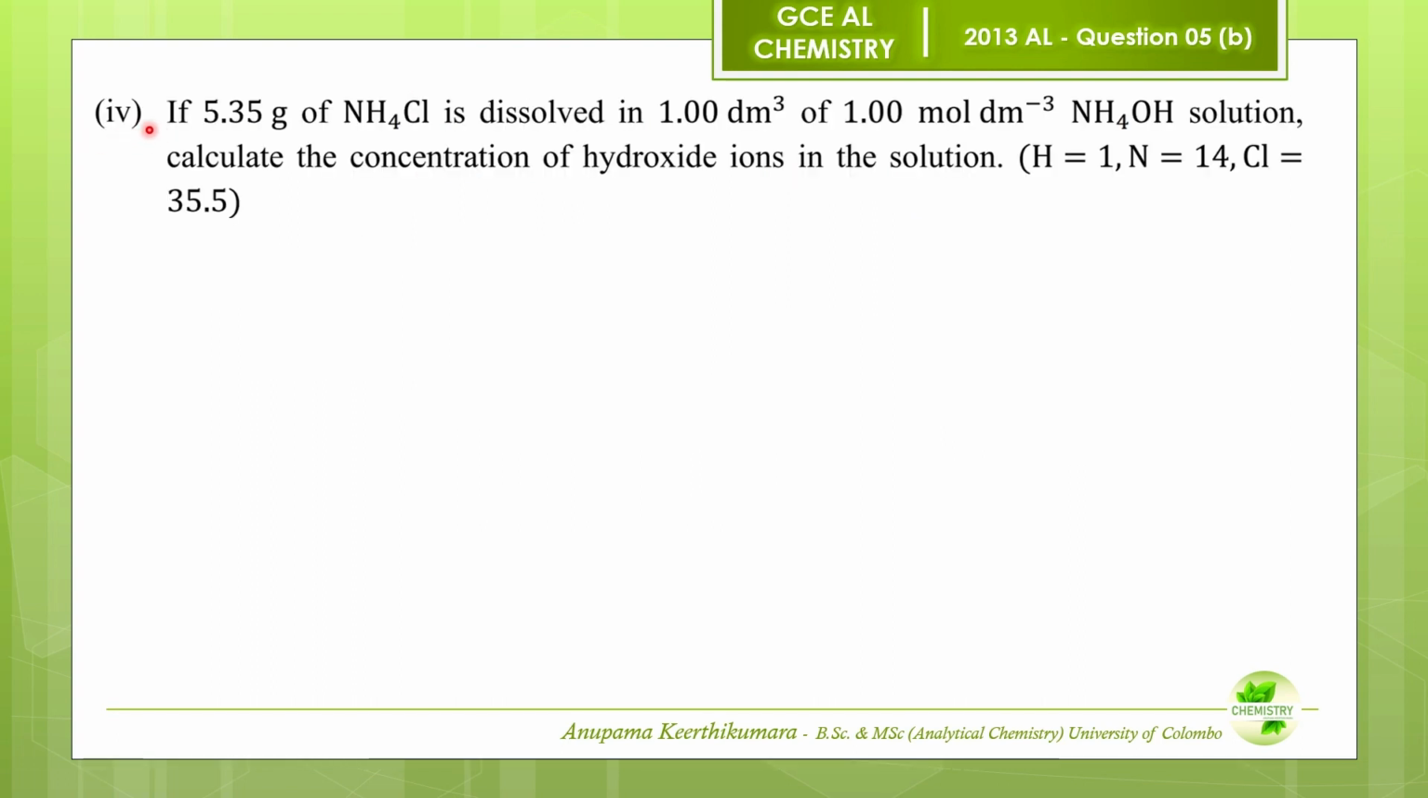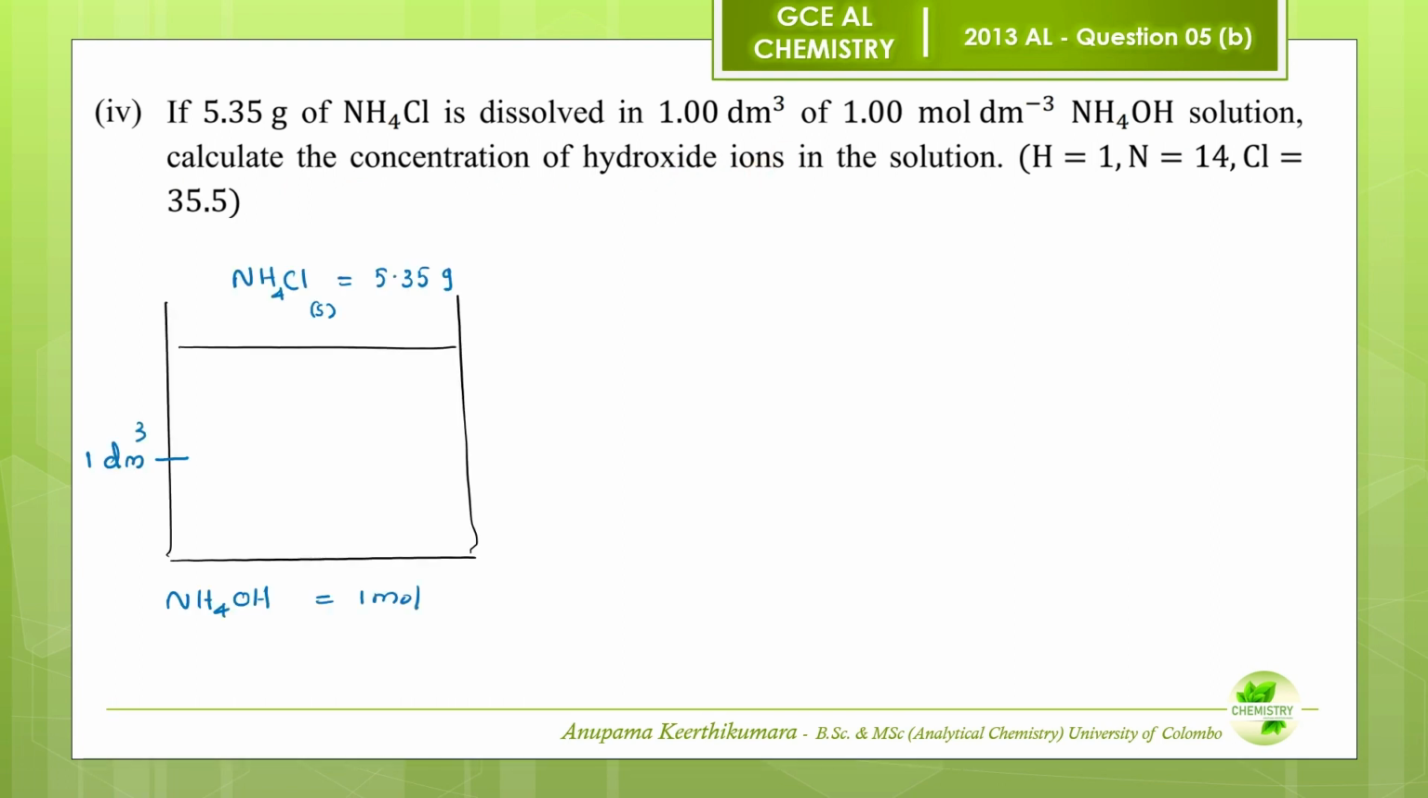Question number 4. If 5.35 grams of ammonium chloride is dissolved in 1 cubic decimeter of 1 mole per cubic decimeter ammonium hydroxide solution, calculate the concentration of hydroxide ions in the solution. 1 mole of ammonium hydroxide is present in 1 cubic decimeter of solution. Therefore, the concentration of ammonium hydroxide in the solution is 1 mole per cubic decimeter. First, I will discuss the theory behind this question.